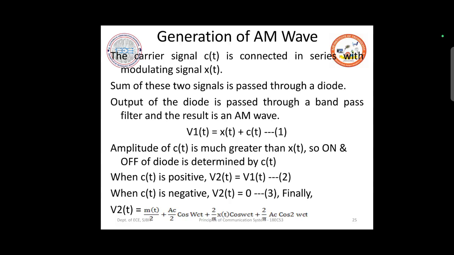Hence we can write v2 of t as m of t by 2 plus Ac by 2 into cos omega ct, plus 2 by pi into x of t into cos omega ct, plus 2 by pi into Ac into cos 2 omega ct. Later, if you pass it through a band pass filter, the output of the band pass filter will contain only the carrier signal and the two sideband frequencies, which are fc plus fm and fc minus fm.